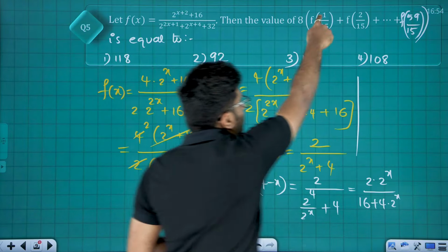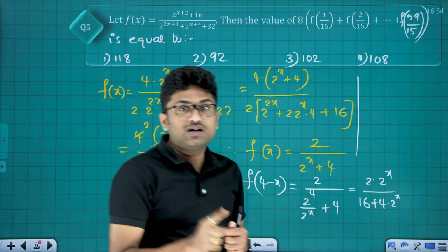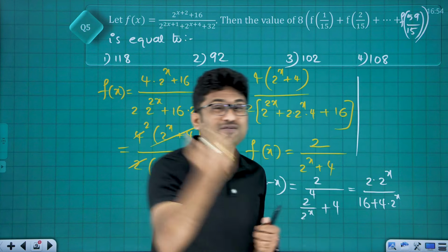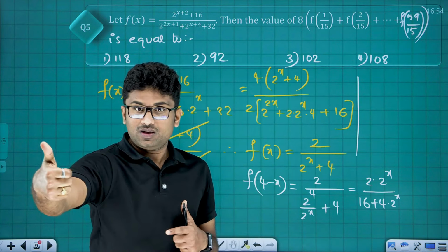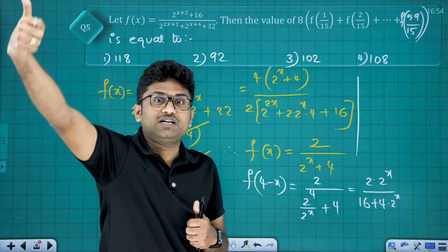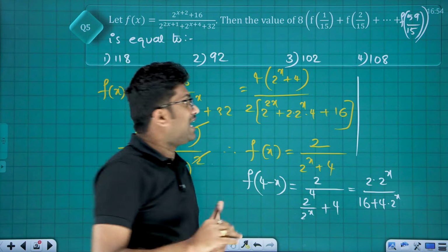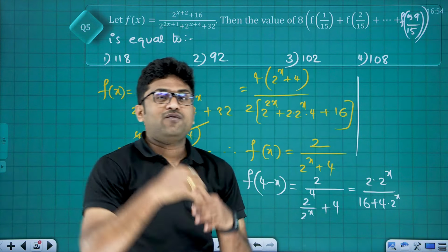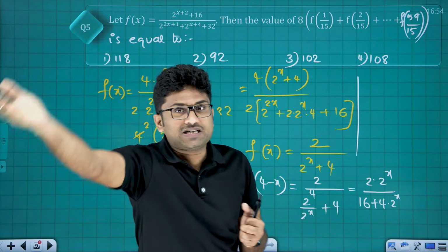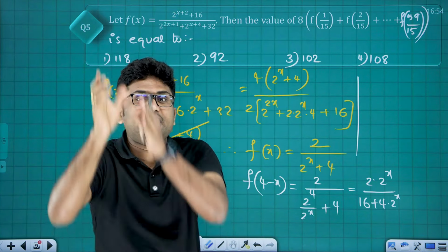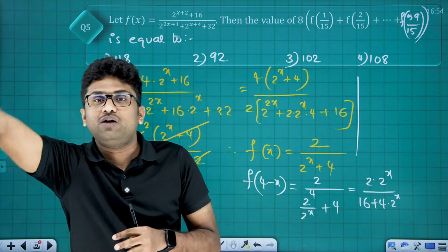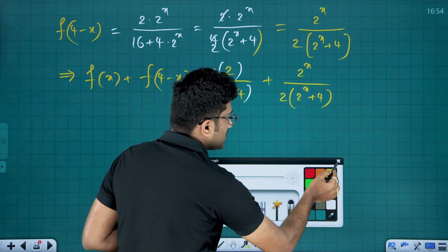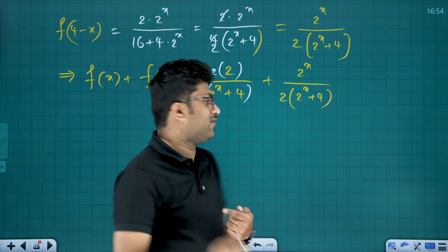So f of 1 by 15 plus f of 59 by 15 is 1 by 2. In the same way, f of 2 by 15 plus f of 58 by 15 is again 1 by 2. F of 3 by 15 plus f of 57 by 15 is again 1 by 2. So in that way, how many pairs do you get? Total 59 terms, half of them. So 58 by 2, that is 29 pairs, and 1 will be left over. What will be that leftover term? That leftover term is f of 30 by 15.